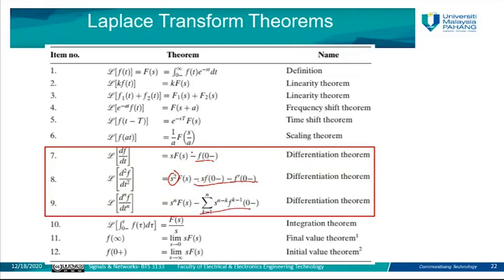If assumed as 0, you only need to use this part: sF(s), s squared F(s), s cubed F(s), s to the power of 5 F(s) and so on. And all the initial conditions will be ignored because they are equal to 0. This is what we usually apply when we talk about the transfer function of any circuit.